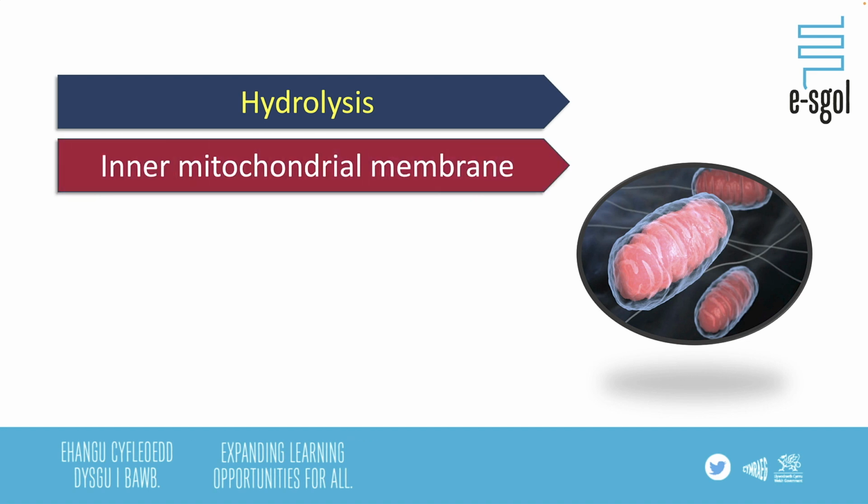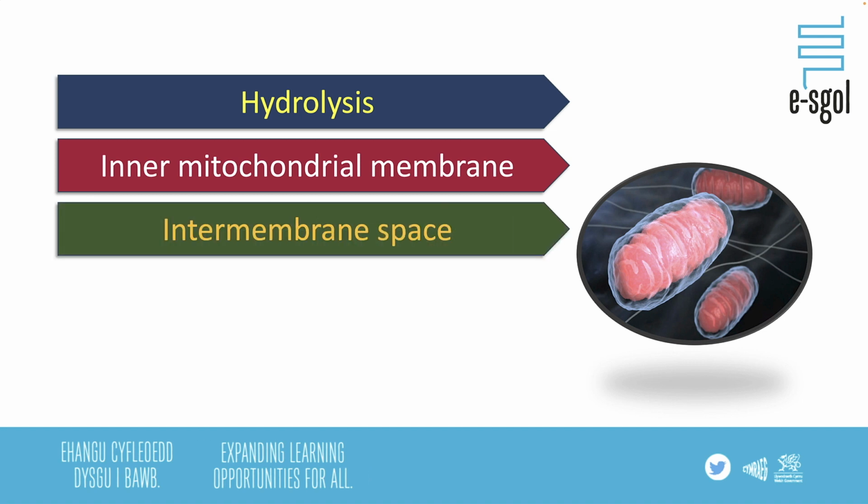Next, we have the inner mitochondrial membrane. This separates the matrix from the intermembrane space. The electron transfer chain is located here. The intermembrane space is the small space between the inner and outer mitochondrial membranes.